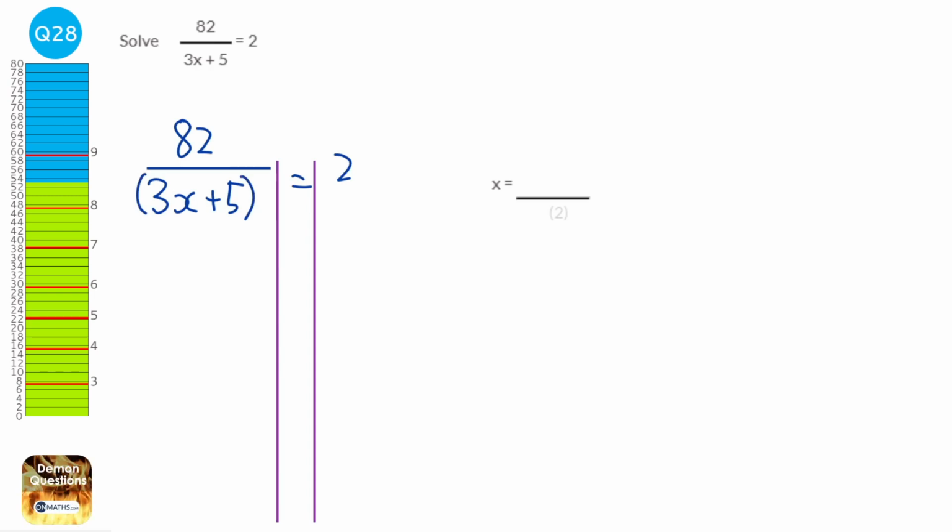Notice I've put a bracket around it, because what we're going to do is we're going to do the opposite of divide by that bracket. We're going to times both sides by 3x plus 5 to get rid of that fraction.